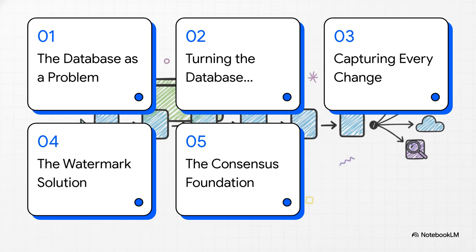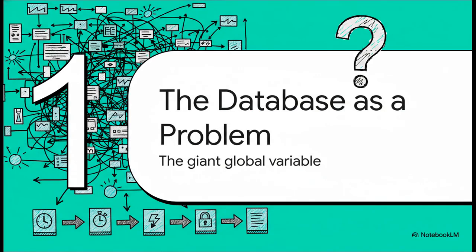So here's how we're going to break this all down. First, we'll really nail down why the traditional database model is a problem. Then, we'll get into the core idea of turning it inside out. We'll look at a real-world example of how Netflix did this, dive deep into their incredibly clever watermark solution, and then finish up by looking at the rock-solid technology that makes all of this even possible. All right, let's kick things off with our first section, the database as a problem.